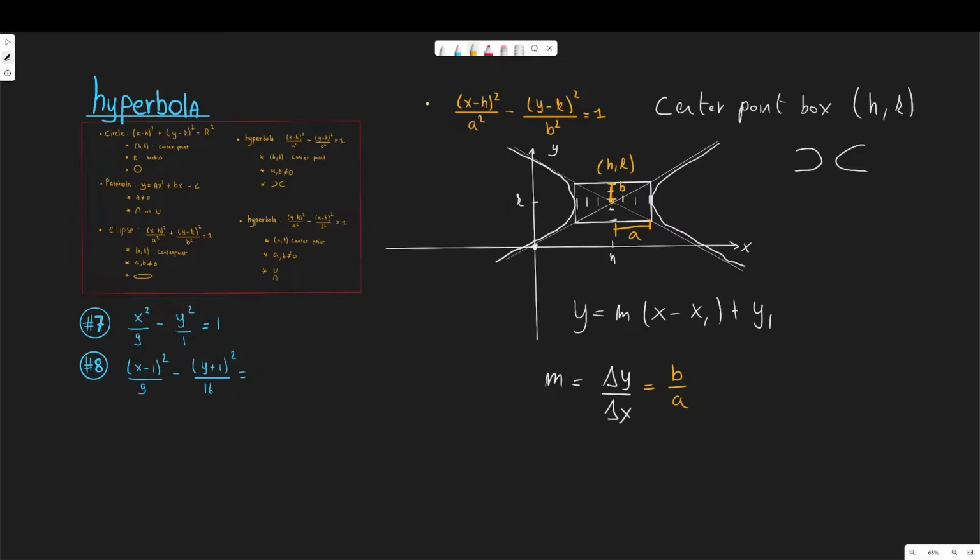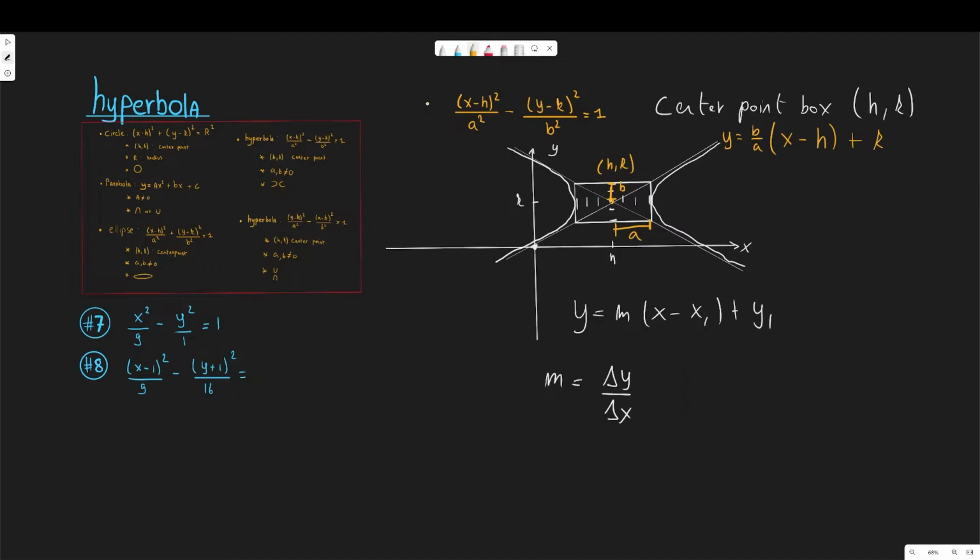So we can say that the equation of our two asymptotes will be y is equal to b over a for our slope times x minus x1, which in this case is our h, plus y1, which is in this case k. So this will be our equation for the straight line for our asymptote going upwards. Now we can do the same procedure in finding the equation for the asymptote going downwards.